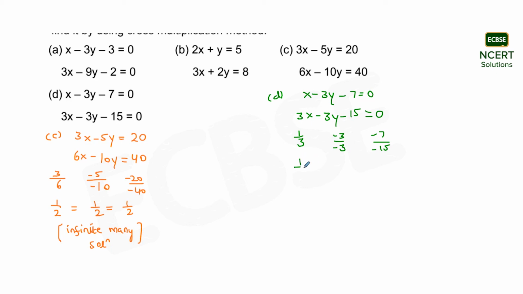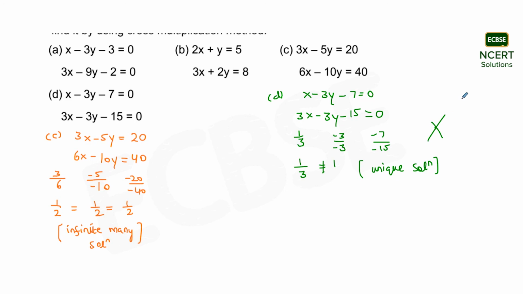So on simplifying, a1 by a2 will be 1 by 3 and b1 by b2 will be 1, means a1 by a2 is not equal to b1 by b2. Right. So this was the condition for the pair of linear equations to have a unique solution, means this pair of equations will definitely have a unique solution. So now the next step is to find that solution, that is that very point at which these lines will be intersecting.